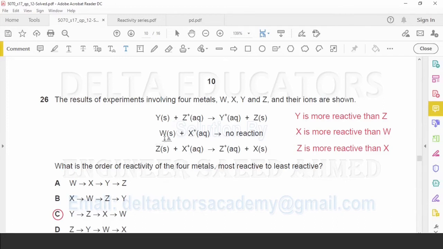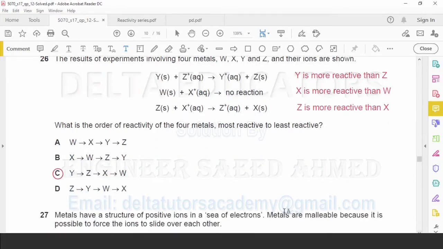Here Z replaces X positive ion, so we can say here Z is more reactive than X. Now we check the options. Here in the first equation we found that Y is more reactive than Z. Now if we check the options, we are looking for Y is more reactive than Z. It is given here in option A, and also in option C it is given Y is more reactive than Z. So possible options are A and C.